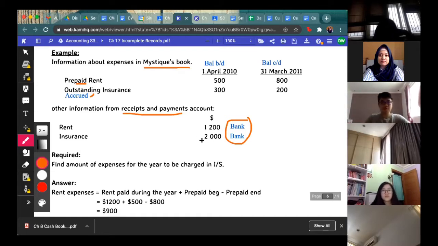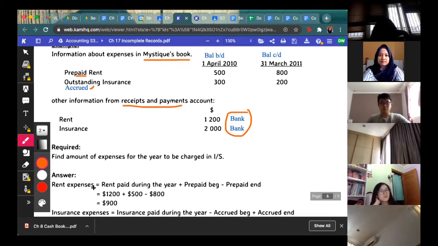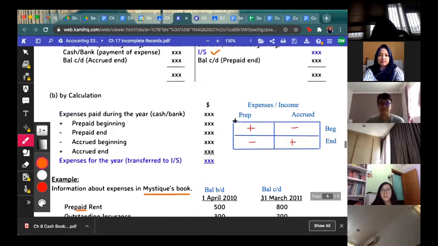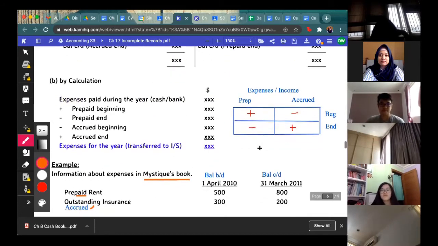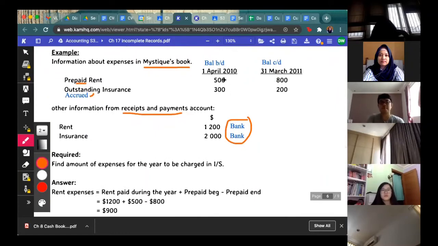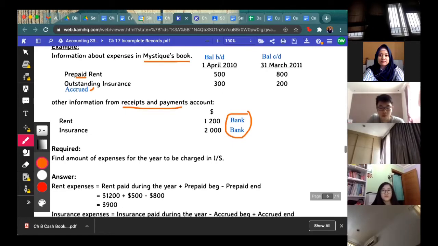And then we start from this amount to find rent expenses to be charged to the income statement, which is the amount paid during the year. And then using this, if it is prepaid, beginning will be added, ending will be deducted. So plus 500 beginning and deducted with 800 as the closing. So you have rent expenses for the income statement. Okay, next.